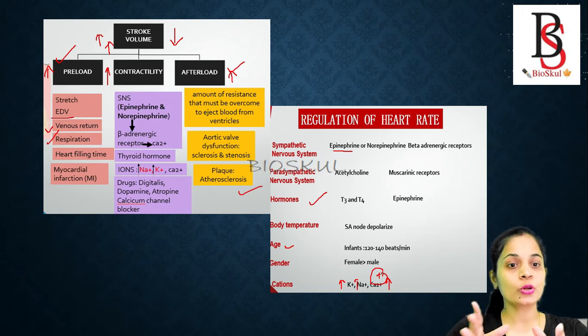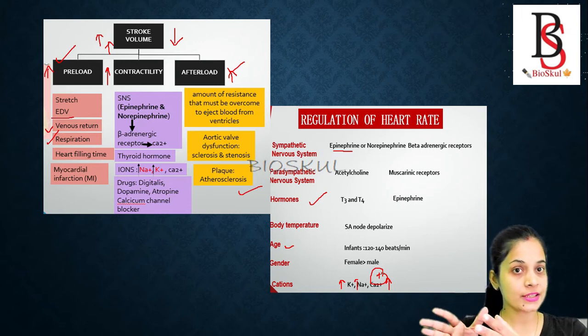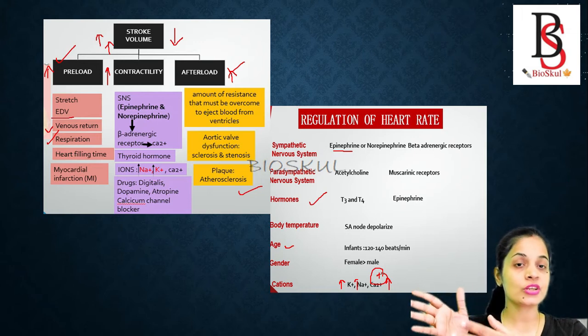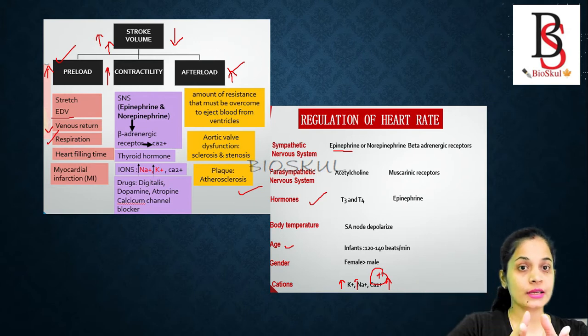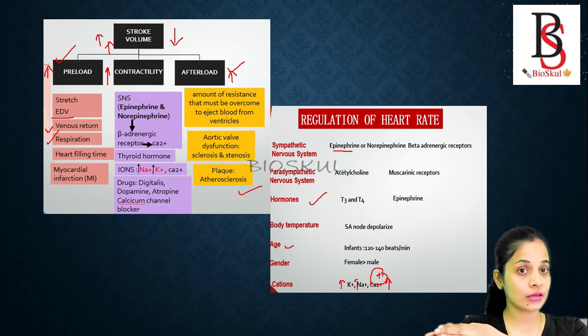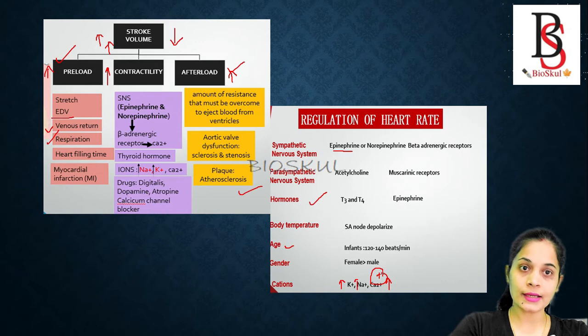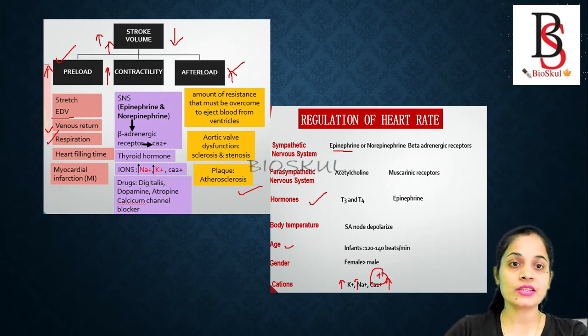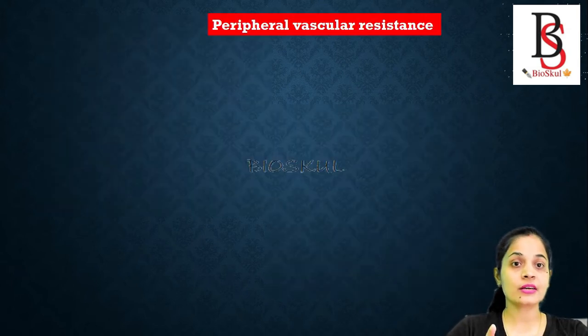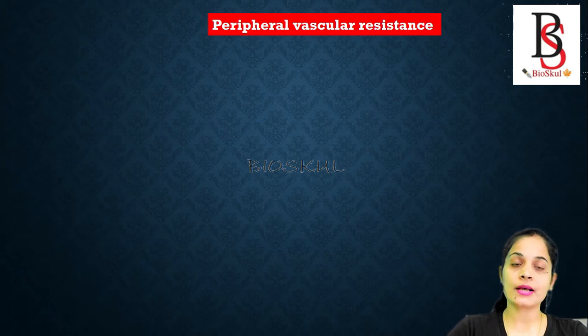So the stroke volume and the heart rate affect the cardiac output, and the blood pressure depends on the cardiac output. So the factors that regulate the stroke volume and heart rate regulate the cardiac output, and the blood pressure depends on the cardiac output. Okay, now we'll see another factor that regulates the blood pressure: peripheral vascular resistance.